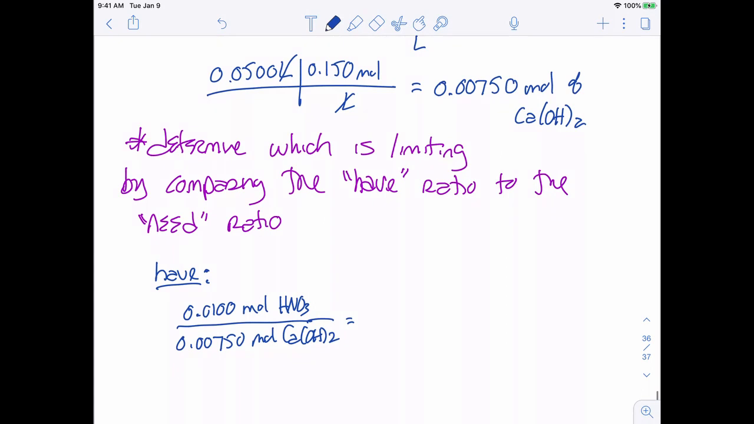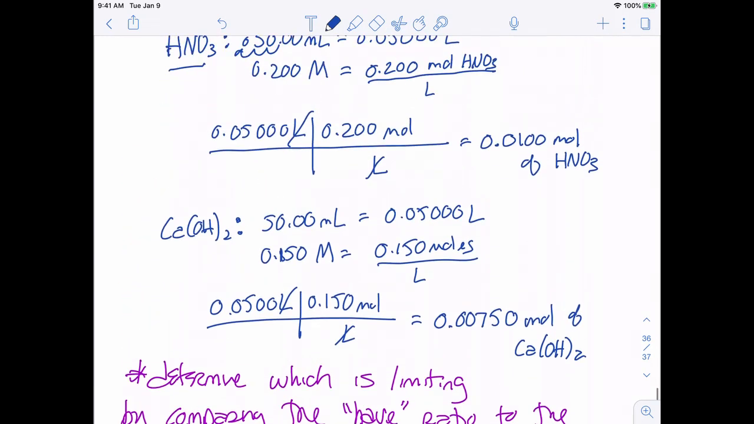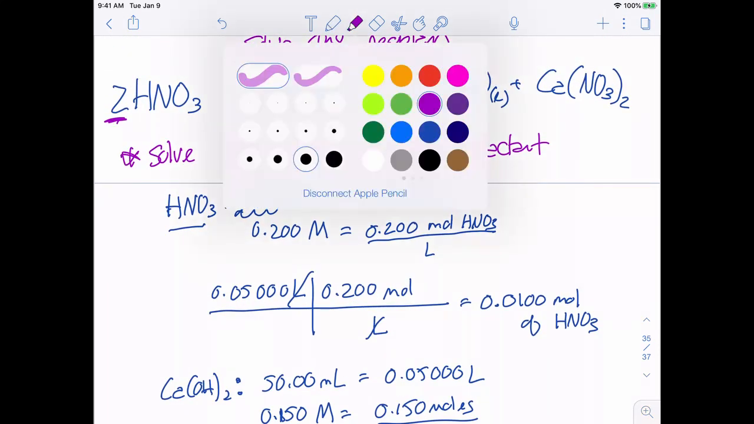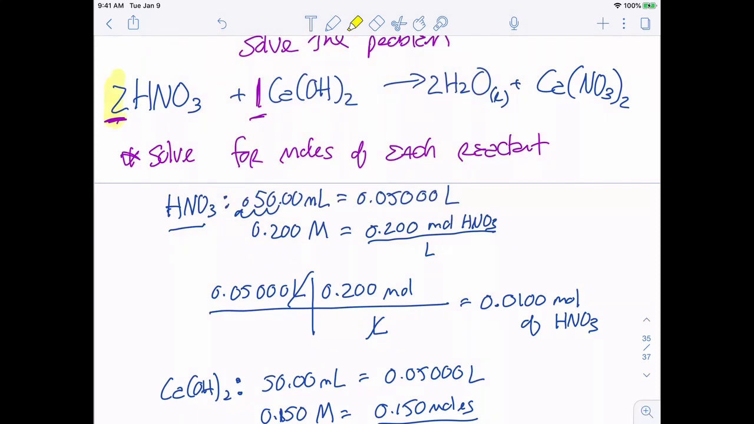I want to have 1 on the bottom. So 0.01 divided by 0.0075. I get 1.33 nitric acid for every 1 calcium hydroxide. So that's what we have. I'm going back up to my need ratio. My need ratio, again, I'm taking these numbers, they're just my coefficients. So I need 2 nitric acid for every 1 calcium hydroxide.